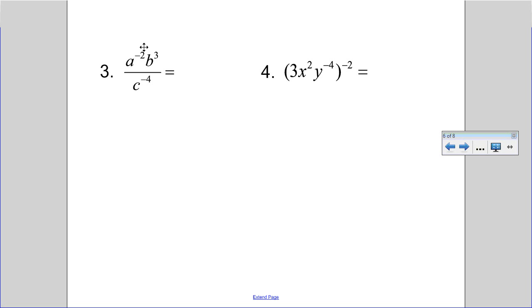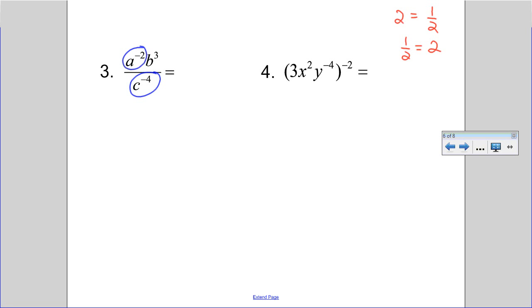A to the negative 2 should be getting my attention, and c to the negative 4th should be what gets my attention. Those should be the things that catch my eye. B to the third can stay where it's at. Remember what I said about taking reciprocals, guys? The reciprocal of 2 is 1/2. But the reciprocal of 1/2 is simply 2. So you can take the reciprocal of something that's in the denominator already. You can make it into a whole number.